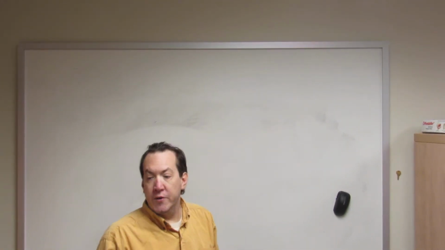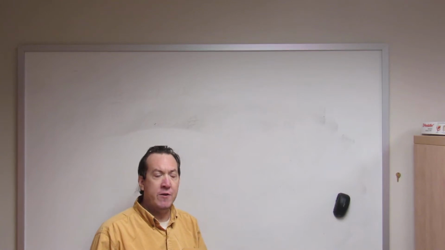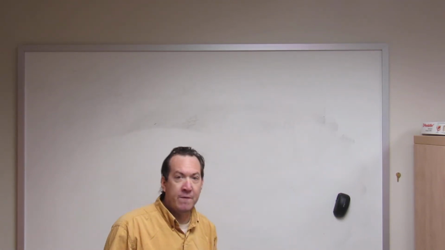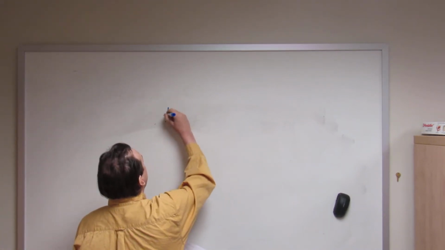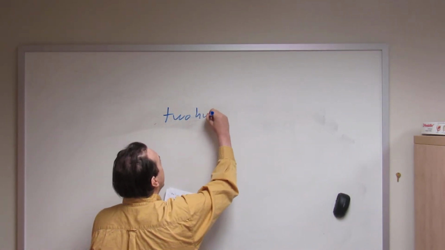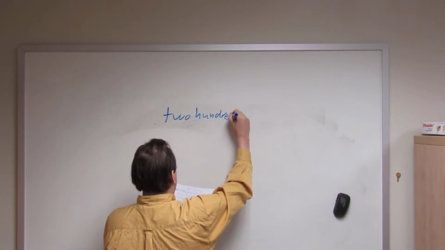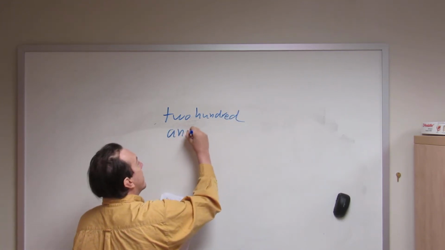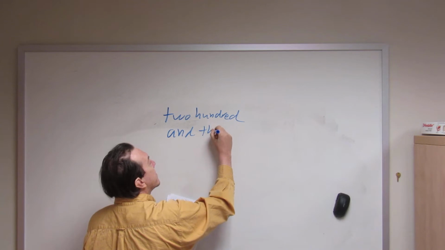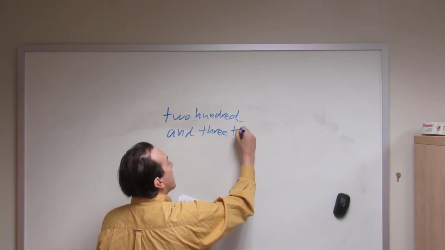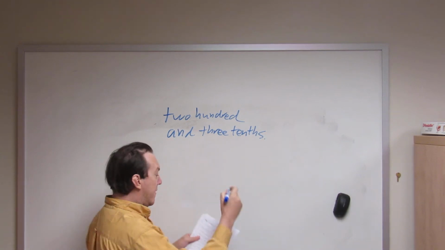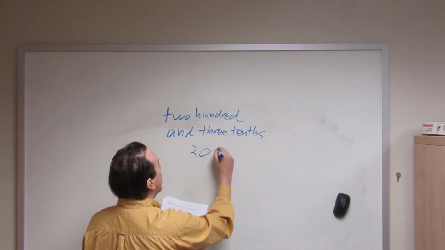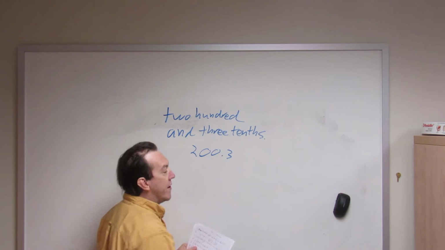Alright, class, for test 3, I'm going to do the review for that fairly quickly. If you have something that says that you have 200 and 3/10, the way you write that is 200.3.